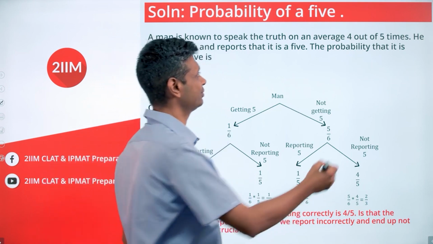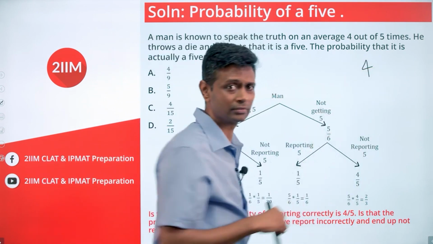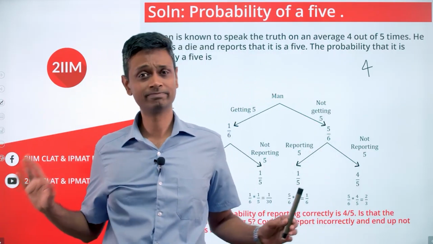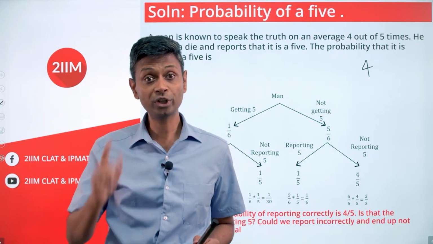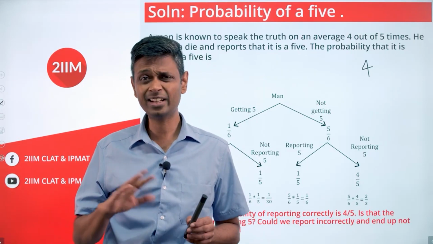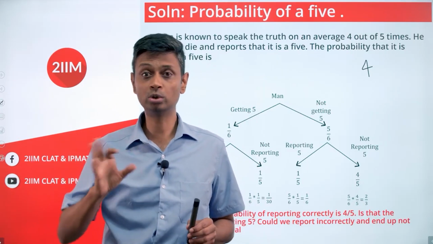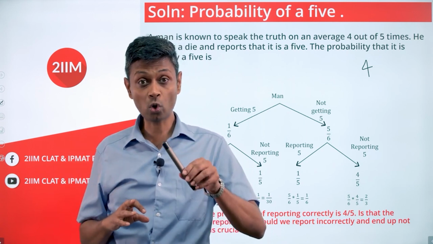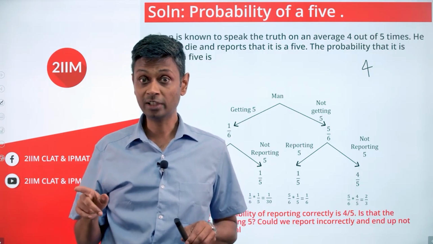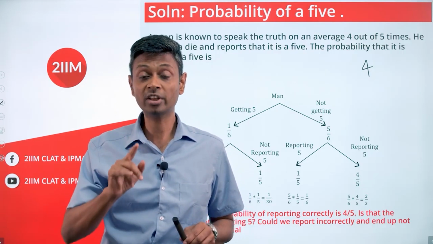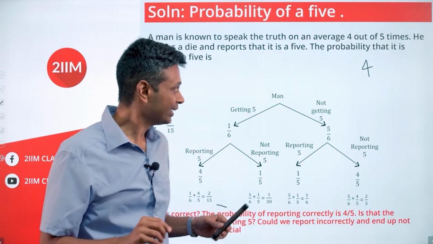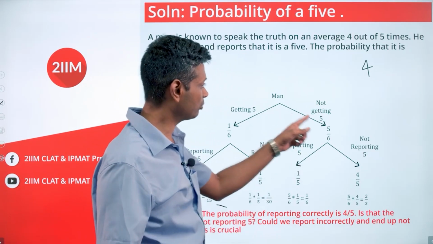This part is tricky. Think about this. Suppose I get a 4. The probability of reporting 4 is 4 by 5. Good. Probability of not reporting 4 is 1 by 5. Reporting 4, not reporting 4. Exactly complementary events adding up to 1. Not reporting 4 is not the same as reporting 5. Very crucial point there. So if you're not getting 5, probability is 5 by 6.